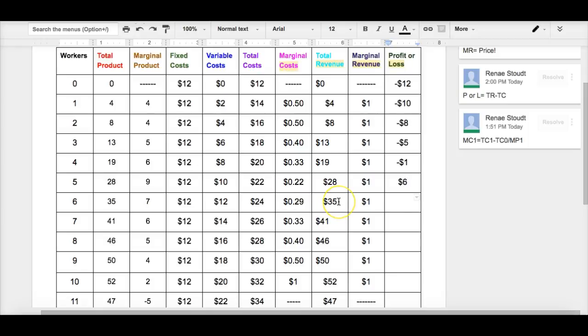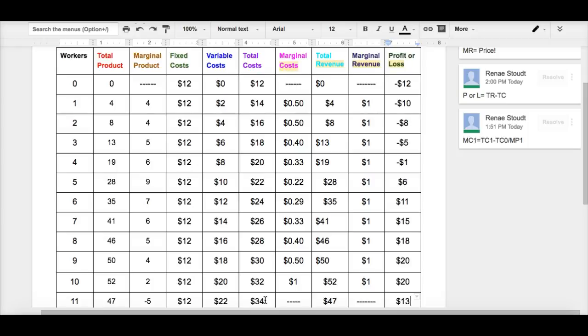At 6 workers, we're going to subtract 35 minus 24 to get a profit of $11. At 7 workers, we're going to subtract 41 minus 26 to get a profit of $15. At 8 workers, we're going to subtract 46 minus 28 to get a profit of $18. For 9 workers, we're going to subtract 50 minus 30 to get a profit of $20. For 10 workers, we're going to subtract 52 minus 32 to get a profit of $20. And for 11 workers, we're going to subtract 47 minus 34 to get a profit of $13.